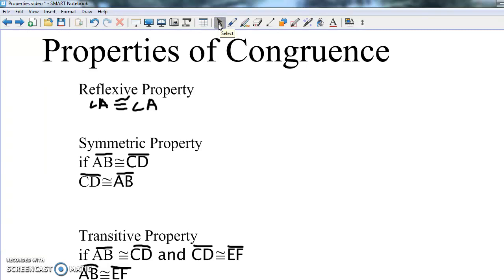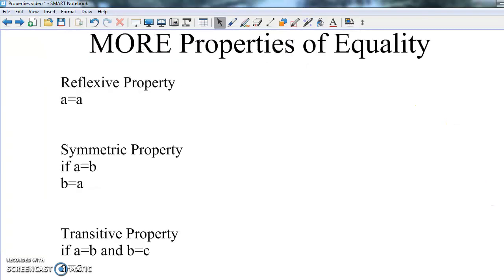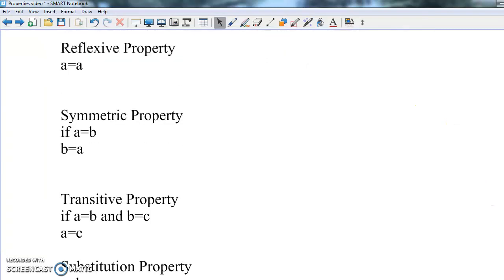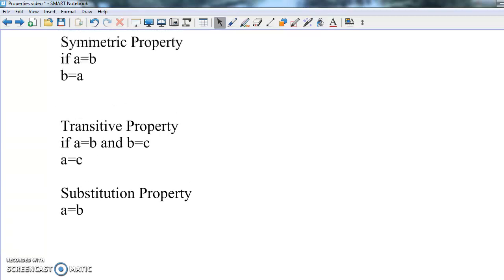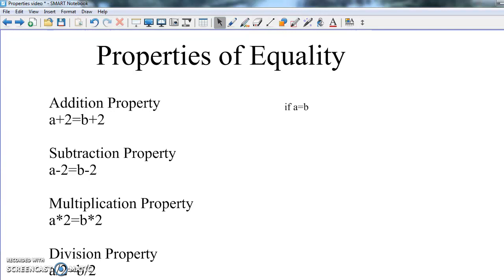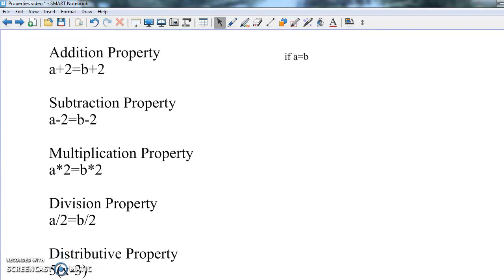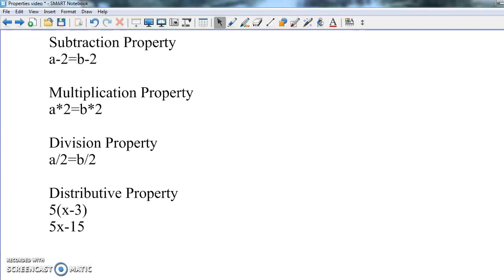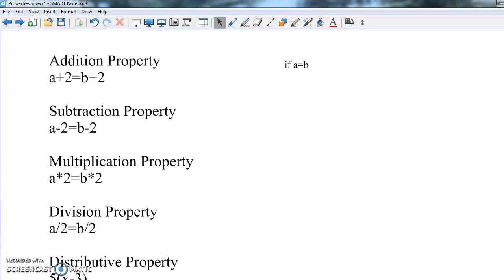So, things to take away from this. Reflexive property, symmetric property, and transitive property can be used in either congruence or equality. Looking at equality properties, substitution is only an equality property, as well as addition, subtraction, multiplication, division, and distributive. These are only equality properties because you can only use these with equal signs.